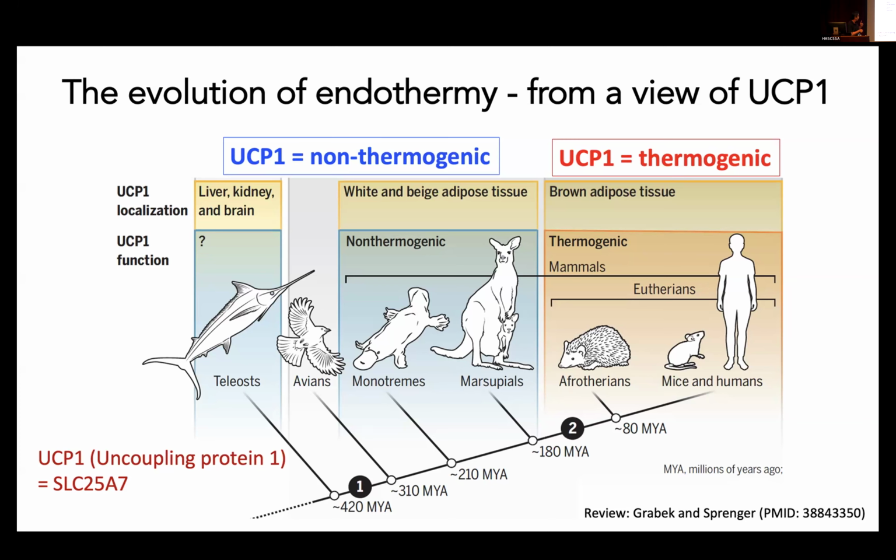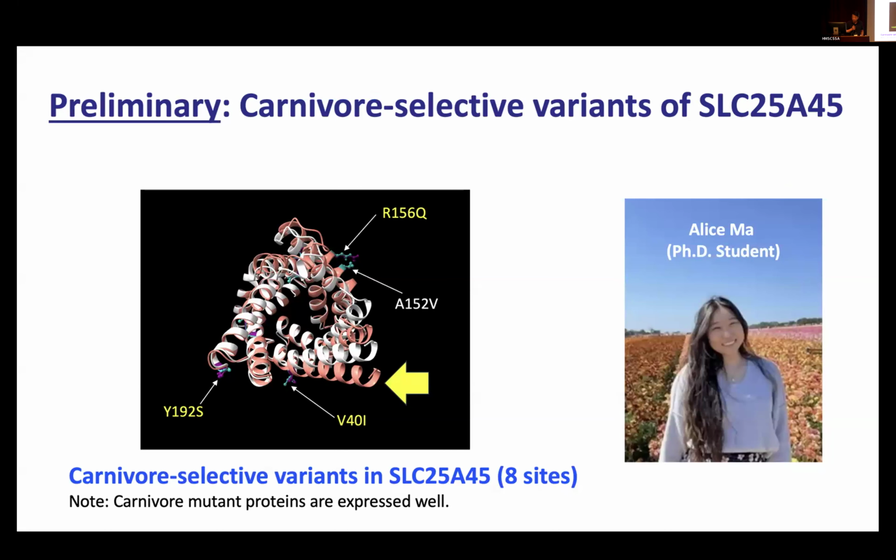So this reminds me that variants during the evolution of mammalian species in this gene may affect the transport activity, and that could drive carnivore evolution. I don't know. Alice Ma, a Ph.D. student in BBS, is brave enough to test that idea. She introduced carnivore selective variants at the 8 sites into the human form of SLC25A45. We now have a reconstitution system, and we introduced that into bacteria or mammalian cells to see if the variants changed transport activity.